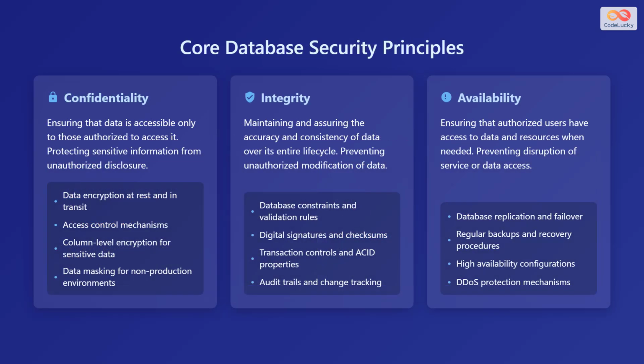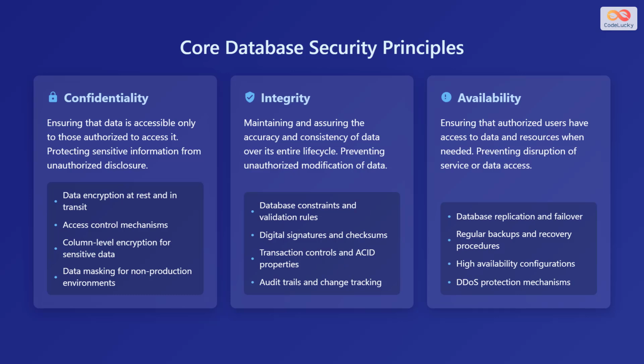Let's delve into the foundational principles that guide database security. These core principles ensure that your data is protected, accurate, and accessible when needed. First, there is confidentiality, where we ensure that data is accessible only to those authorized to access it, protecting sensitive information from unauthorized disclosure. Examples include data encryption, both when stored and during transfer, the implementation of access control mechanisms, column-level encryption for sensitive fields, and data masking for non-production environments.